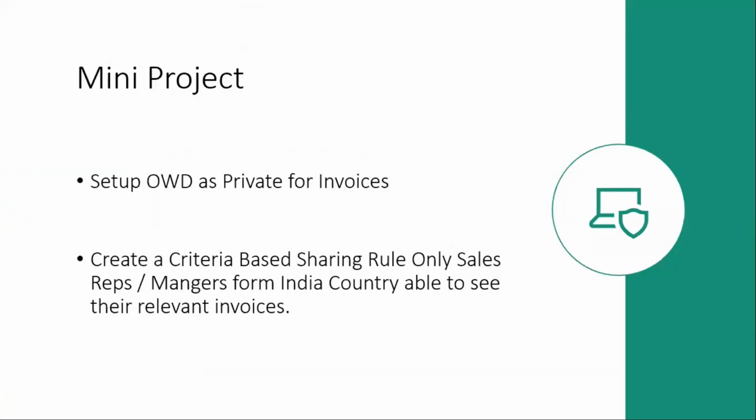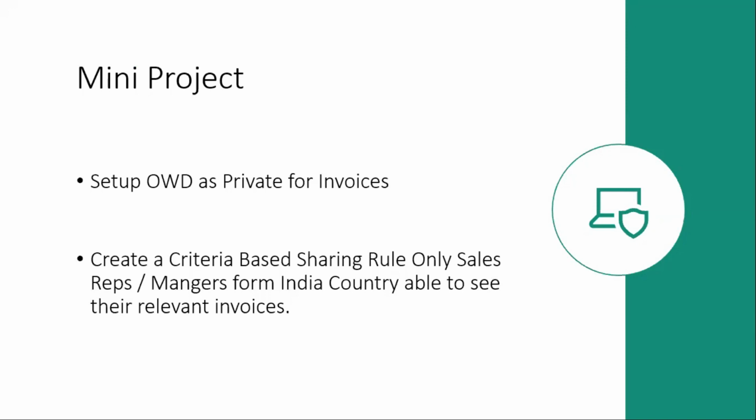Then the next step is we need to create a sharing rule which allows us to share the record with the sales rep from the country India. Basically we are setting a sharing rule and sharing the record with the sales team from the India location. We are segregating the invoices: if the invoice is generated from the India location, it gets shared with the Indian sales team, or if the invoice is generated from the US, then it is supposed to get shared with the US sales team.